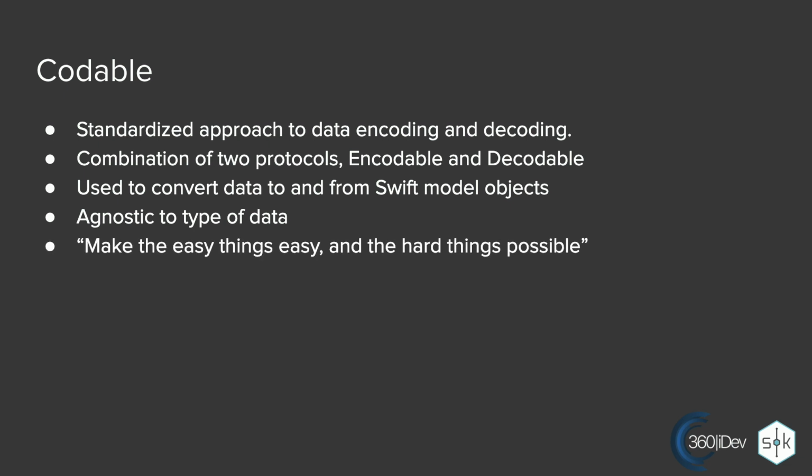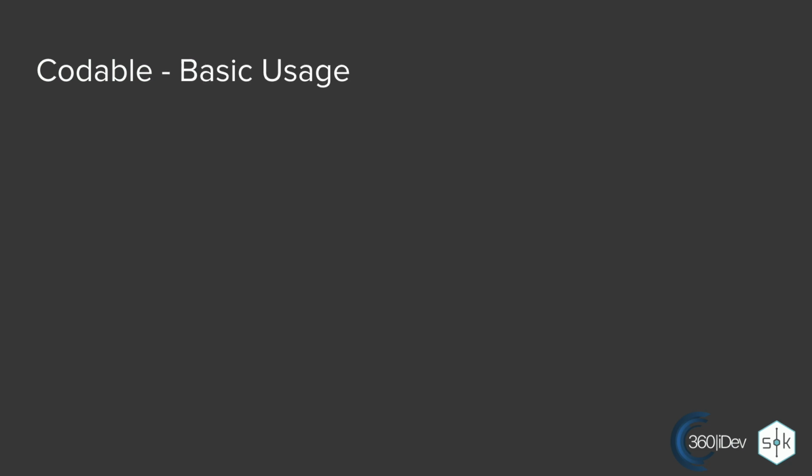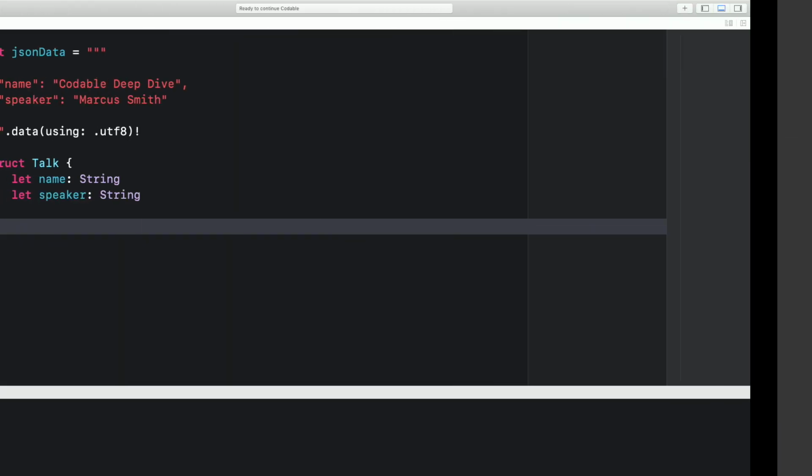And I like the phrase, make the easy things easy and the hard things possible. I think this is something that Codable does particularly well. So getting into the easy things first, just basic usage. All you need to do is just declare conformance.